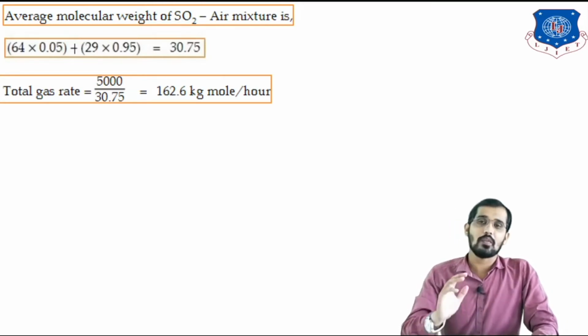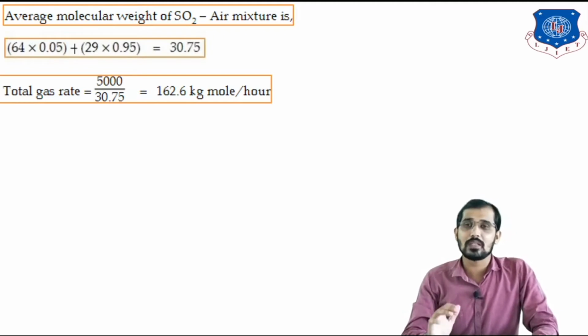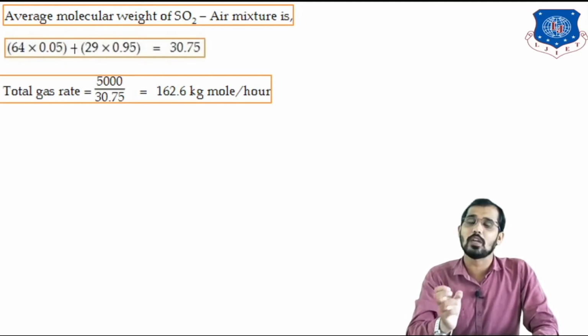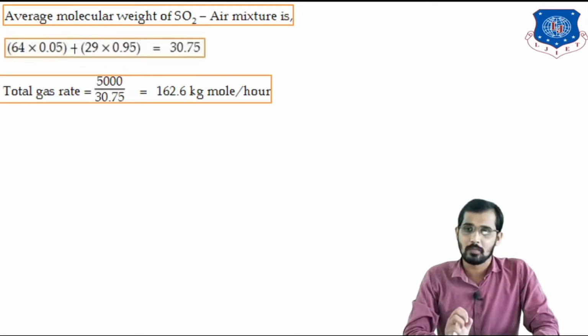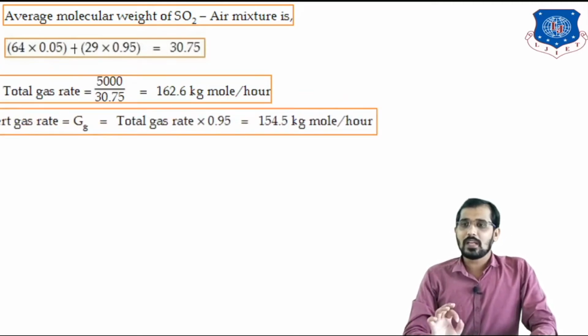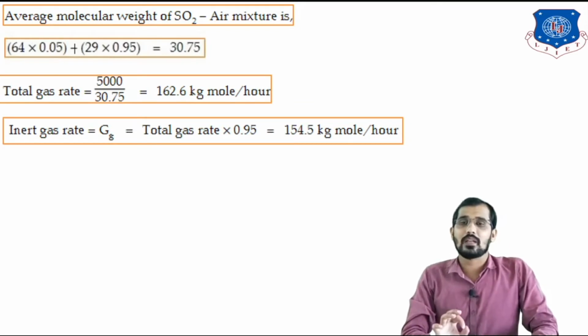After that we will find the total gas flow rate, that is G, capital G. How to calculate this? You can see here 5000, that is the flow rate given in the question, divided by this average molecular weight of the SO2 air mixture, means 5000 divided by 30.75, you will get 162.6 kilomole per hour. After that, we will calculate the inert gas flow rate.